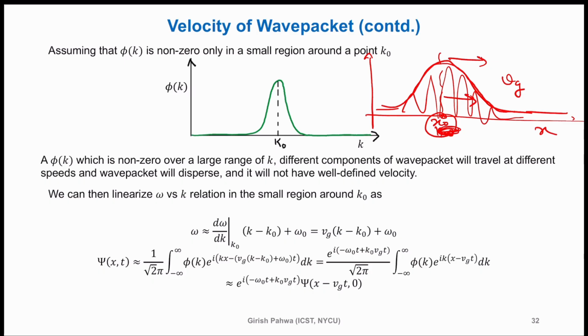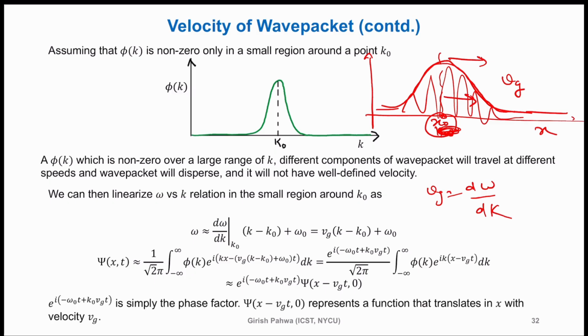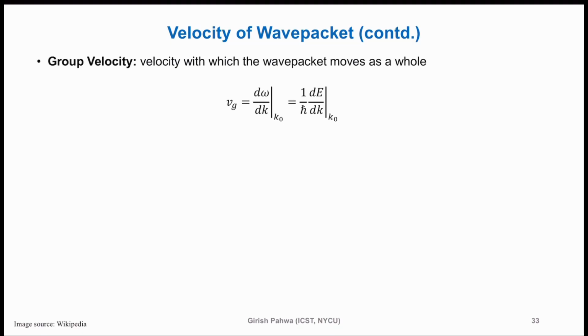And what's the value of the group velocity? Vg is equal to d omega by dk, not omega by k. So d omega by dk calculated at k naught. K naught is that center point, momentum center point, right?